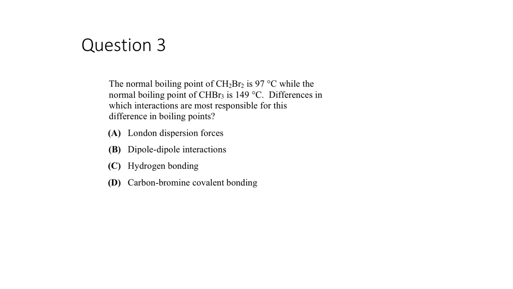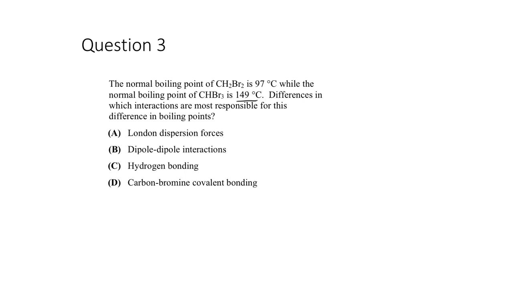Boiling point of CH2Br2 is 97 degrees C, while if we have a third bromine it is 149 degrees C. So what do we think is most responsible for this difference? Now, bromine is relatively electronegative. It's not the most electronegative element. It's not as electronegative as, say, the chlorine atom or the fluorine. But it's relatively big. So having a third bromine adds a lot of mass. We're adding about 80 grams per mole when we add that third bromine to this compound.